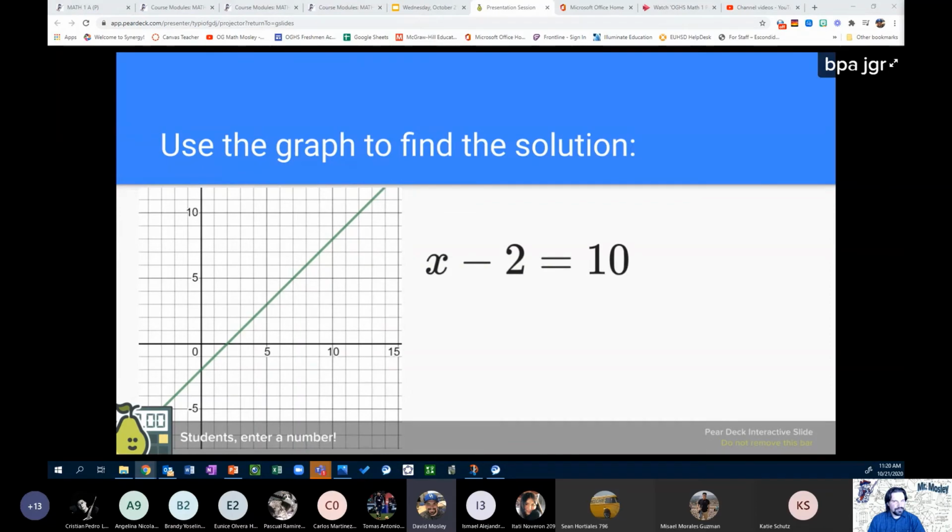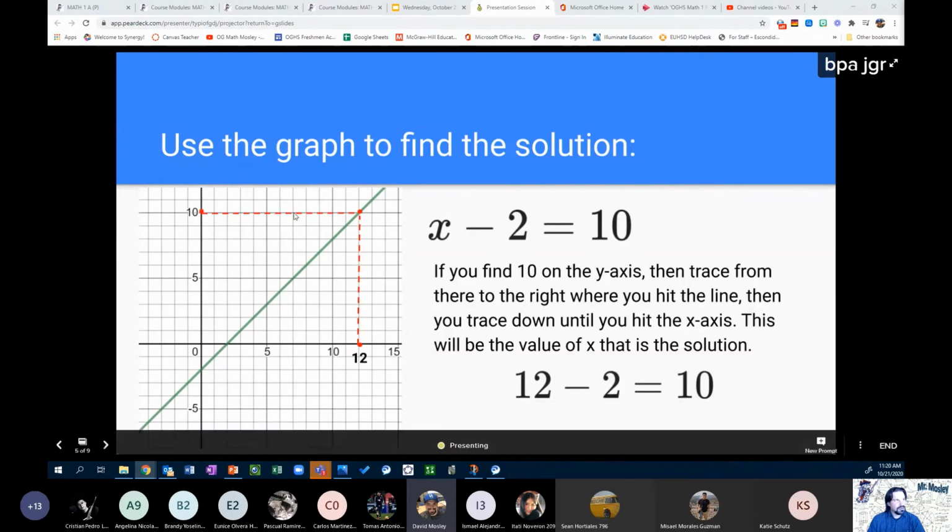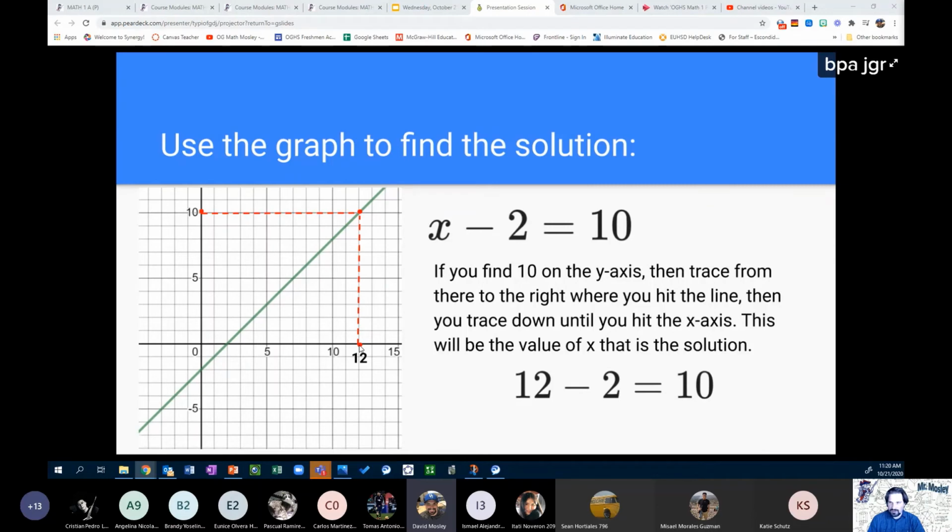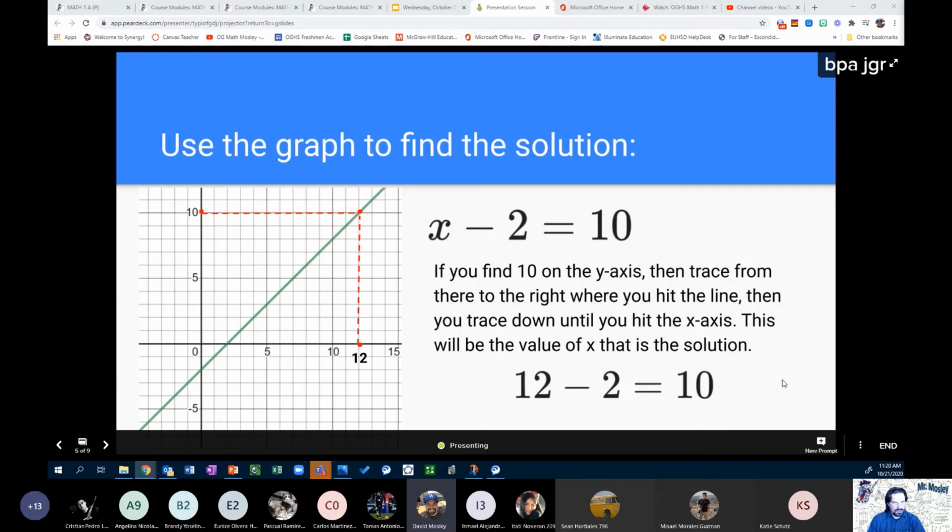All right, so in this case, the solution is 12. And y equals 10, we flip that over to the line, and then we hit the value of x of 12. And when we put 12 in the equation, 12 minus 2 equals 10. And that's what we needed. 10 equals 10.